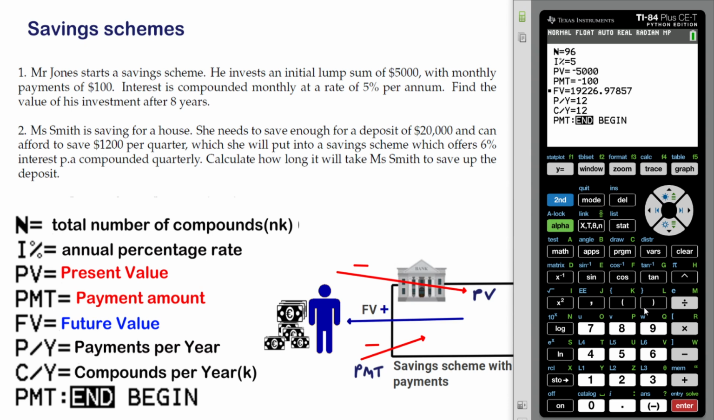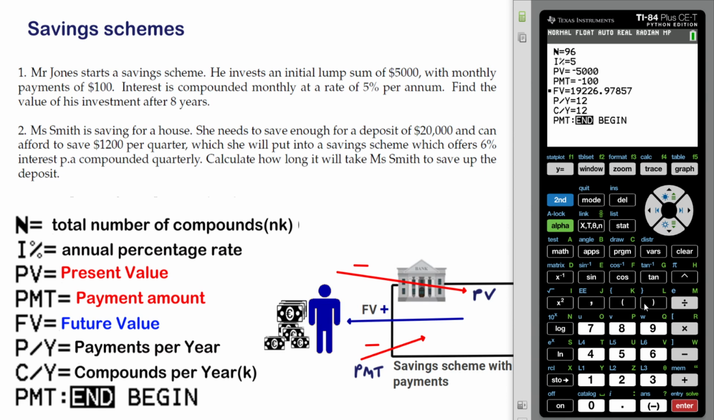Okay, question 2. Miss Smith is saving for a house. She needs to save enough for a deposit of $20,000 and can afford to save $1,200 per quarter, which she will put into a savings scheme which offers 6% interest per annum compounded quarterly. Calculate how long it will take Miss Smith to save up the deposit.